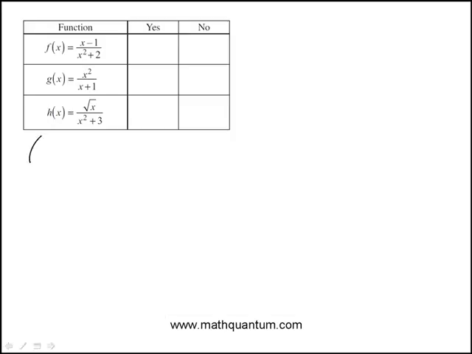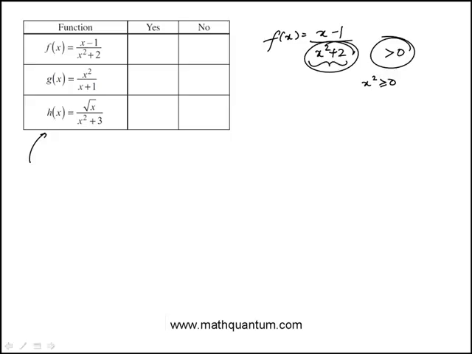So here we're given these three functions, and we have to assess if the domain of the function is the set of all real numbers. So I'll start with the first one. Here, the denominator is always going to be positive because x squared is greater than or equal to 0, and I'm adding 2 to that. So that will always be positive. So all values of x are acceptable.